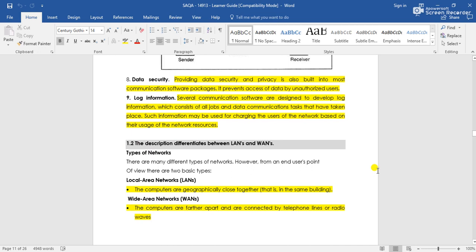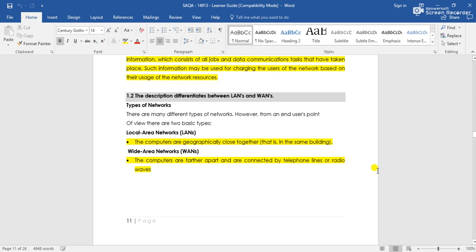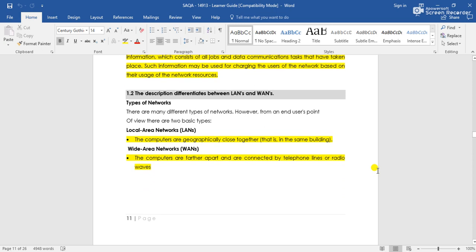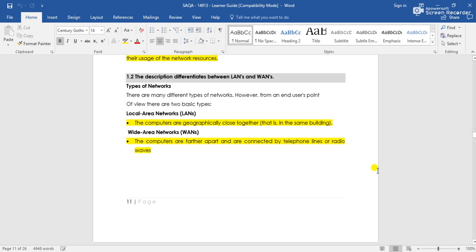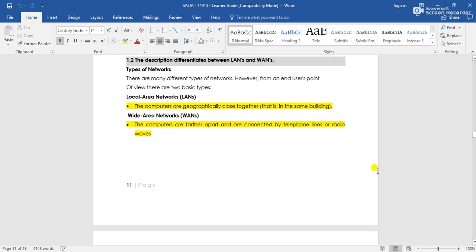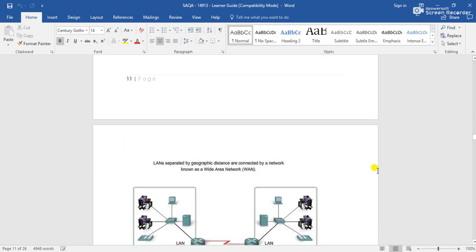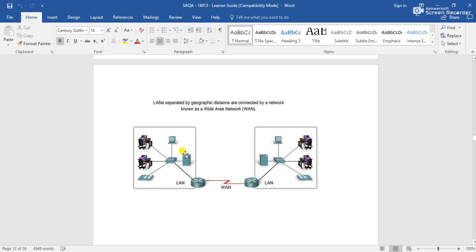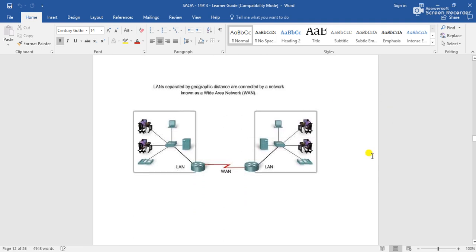So there are many different types of networks. However, from an end user point of view, there are two basic types, which is a LAN and a WAN. So a LAN, a local area network, the computers are geographically close together, that is in the same building. And in the wide area network, the computers are further apart and are connected by telephone lines or radio waves. So this is an example of a LAN separated by distance, connected by a network known as a wide area network.